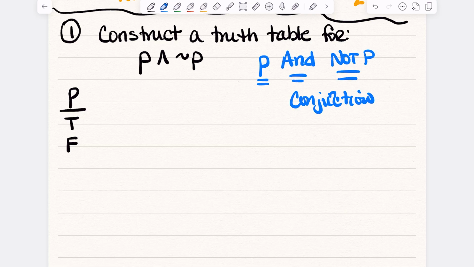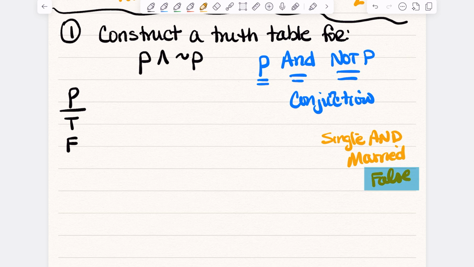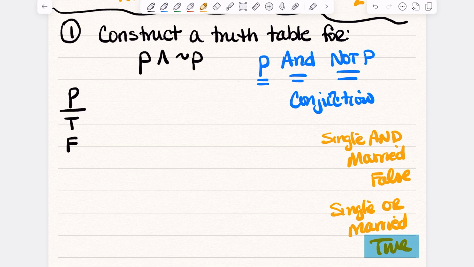For example, what I used with this student was, I was like, okay, can I be single and married? Well, no. So that would be false, right? You can't be single and married. But can I be single or married? Yes. You just have to ask me to figure out which one. So that could be a true statement. Yes, I'm single or I'm married. But you can't be single and married. Okay? Technically, you cannot be single and married.